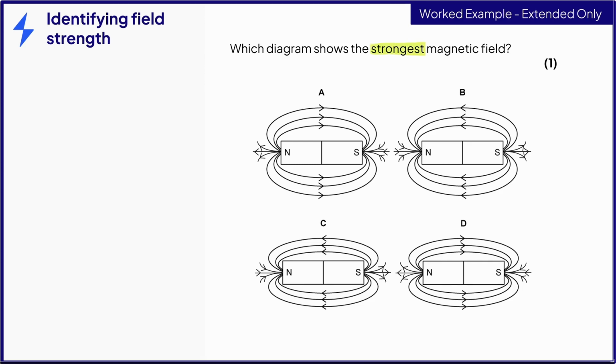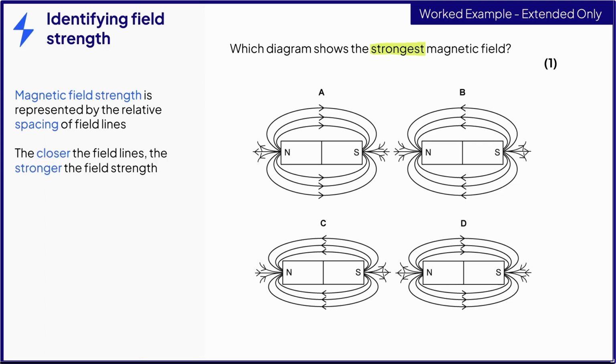It's a multiple choice question, so it's worth 1 mark. Always begin by relating the question to the physics that you have learned by asking, what do I know about this topic that will help me here? Well, we know that magnetic field strength is shown by the relative spacing of the field lines. And we know that the closer the field lines are to one another, the greater the field strength. So we're looking for where the field lines are closer together. If it's difficult to see by eye, you can always use a ruler.